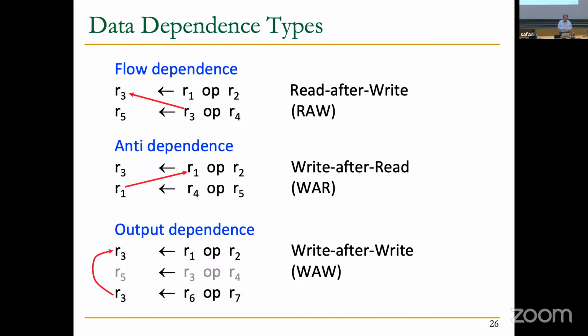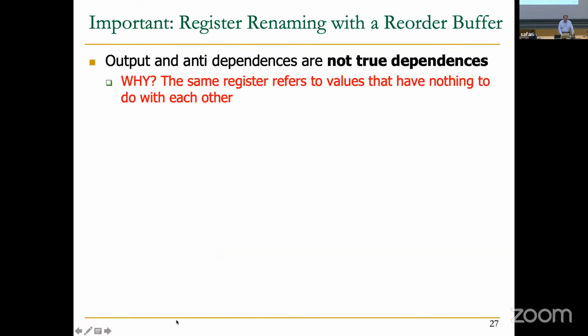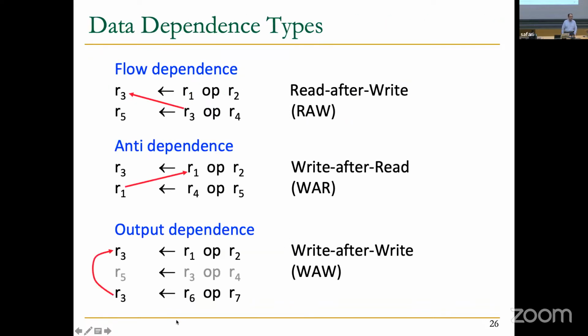Another dependence, which we call output dependence, is write after write. You have these two writes to R3. The problem is that, after all, R3 should have the value of the last instruction. But if you don't handle things right, R3 might have the value of the first instruction because you are trying to execute things out of order.